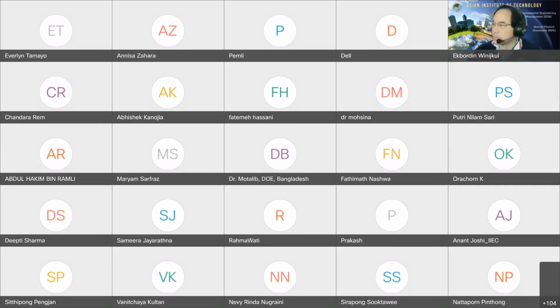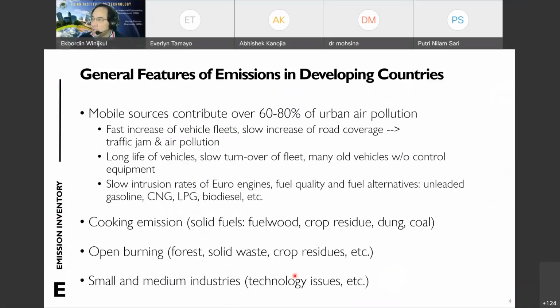Emission in the city. Okay, so before I go into detail of what the general equation is or how we can do the emission inventory, we should talk about some of the general status of the emission in the developing country.